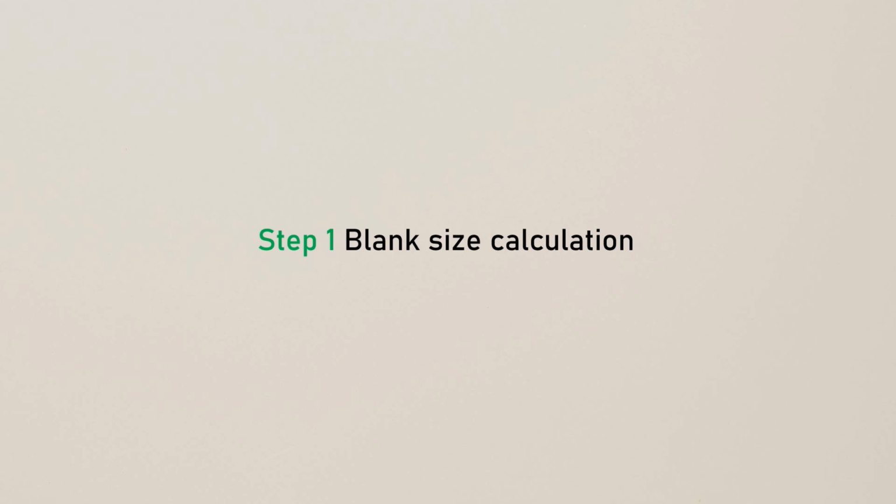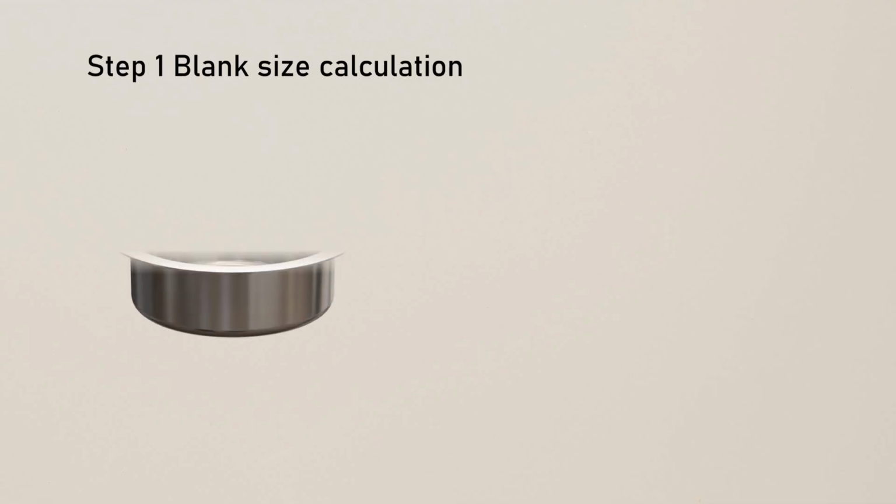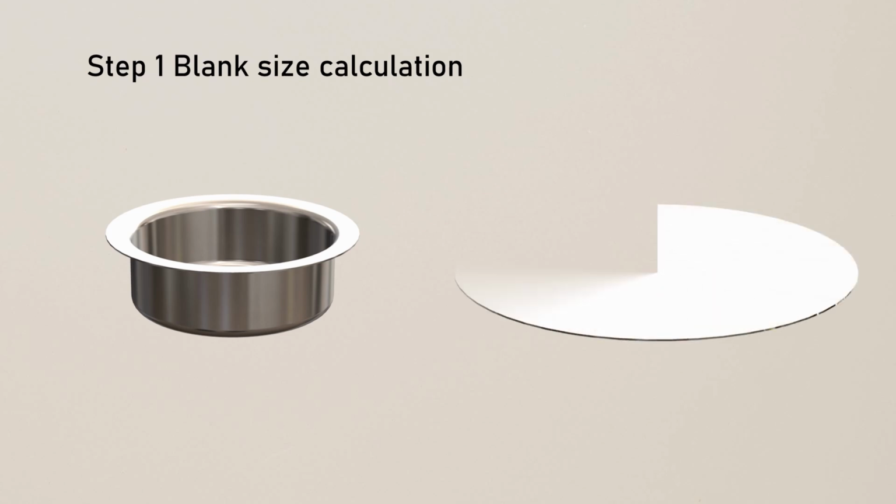So our first step should be blank size calculation, because this will determine the other parameters as well. Since we are making a cylindrical container, the blank shape will be circular, right? And the total volume of the blank material will remain the same after the deep drawing process. In simple terms, the surface area of the container will be the same as the area of the blank.